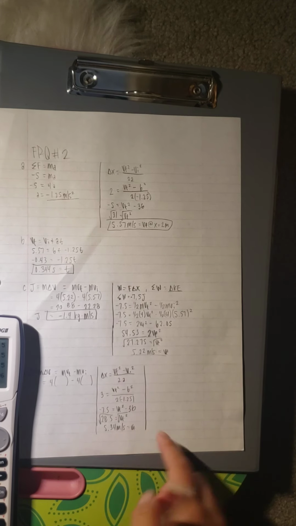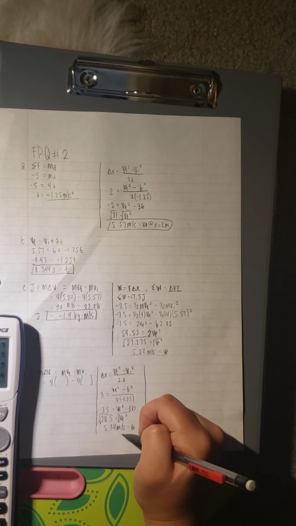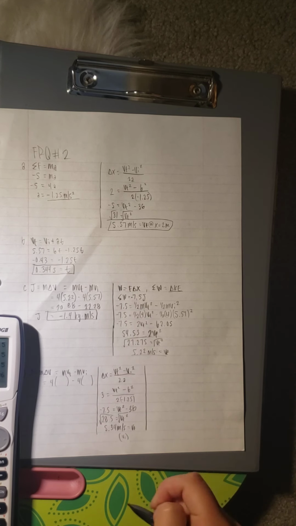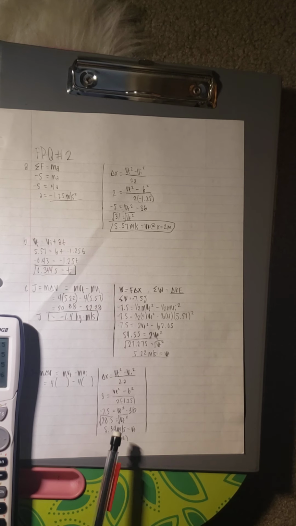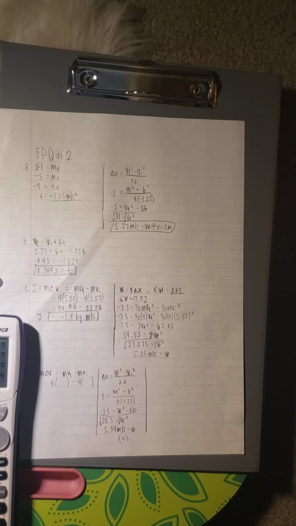And technically this is our VI, so I'm just going to write VI in parentheses, because the problem wants us to find impulse from 3 to 5, and so this is the speed at 3, meaning that is going to be our VI. So now we need to find the speed at 5.